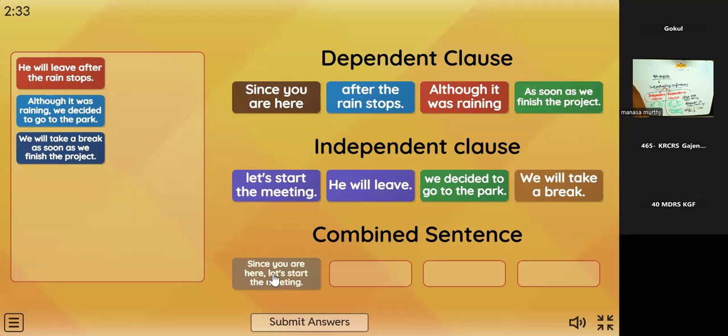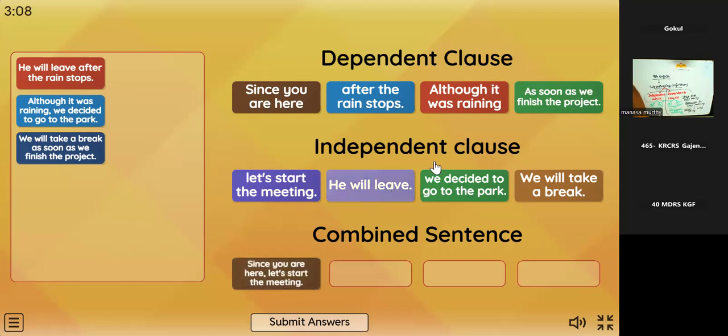After we write the dependent clause, children please listen carefully. Soon after we write the dependent clause, we need to place a comma. Then only the independent clause would be written. If the sentence is beginning with the independent clause and then we write the dependent clause, no need to write the comma. First the dependent clause, then the independent clause, then definitely we must use a comma in between. Here, see, after "Since you are here" a comma is placed. Then only "let's start the meeting" is written.